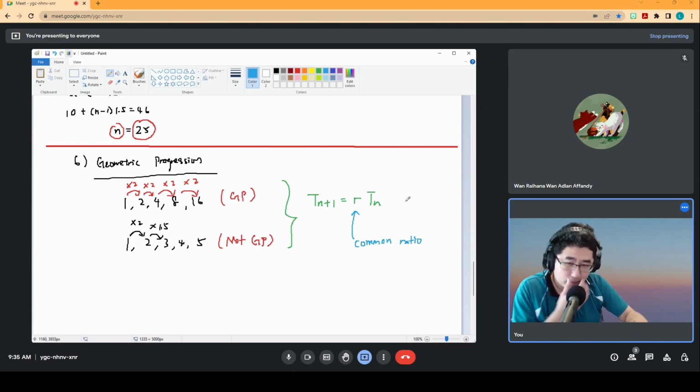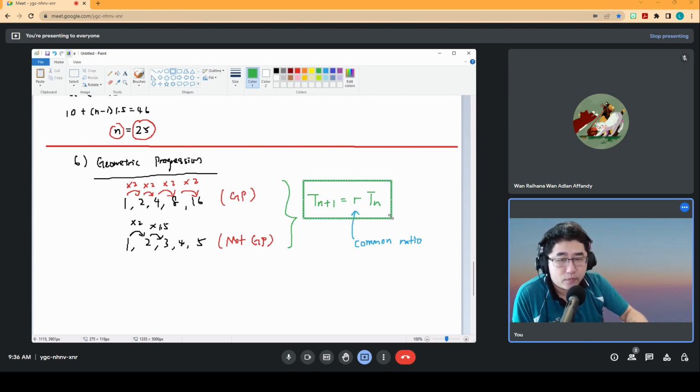Okay, so because you keep multiplying by the same number. Okay, so if any sequence actually follows this formation, then we say that this is a GP. Okay, next, properties of GP.